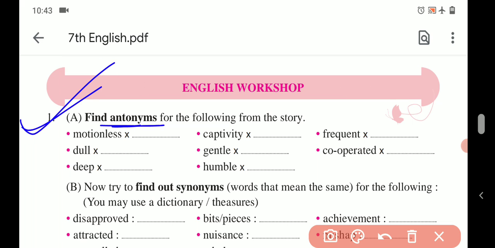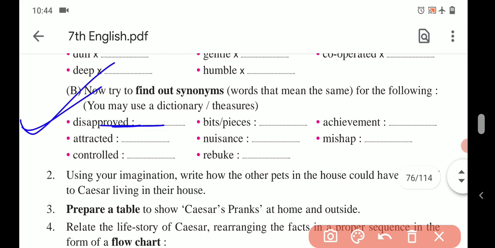Find antonyms, means find opposite words for the following from the story. First one, motionless. The answer is restless. The word restless is used in the passage. Next, captivity. Its opposite, freedom. Frequent, occasional. Dull, gleaming. Gentle, fierce. Cooperated, objected. Deep, shallow. Humble, snobbish. Next, B.